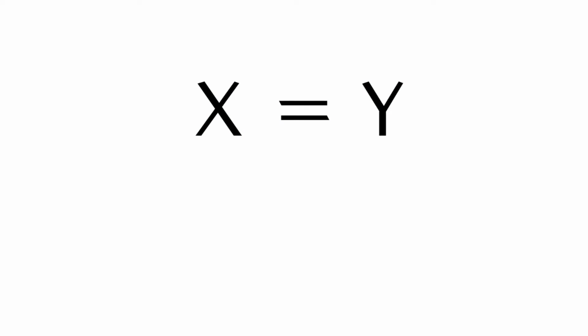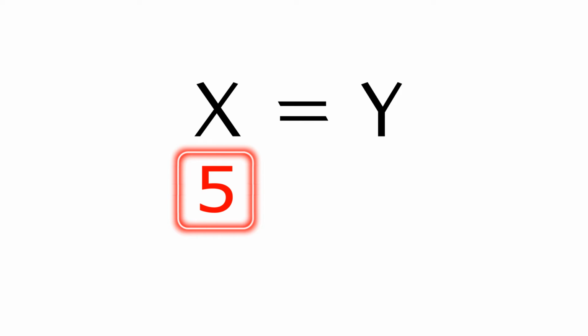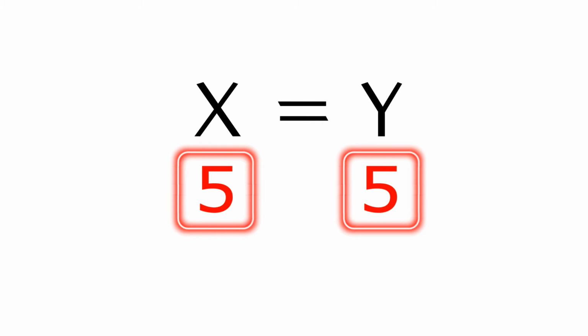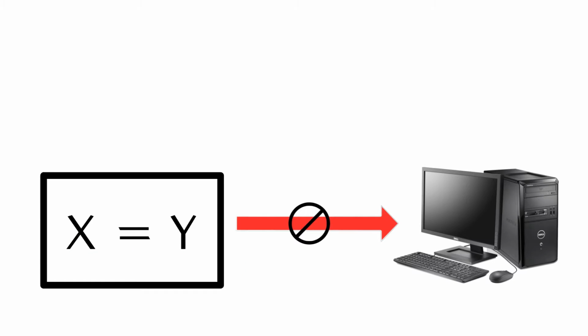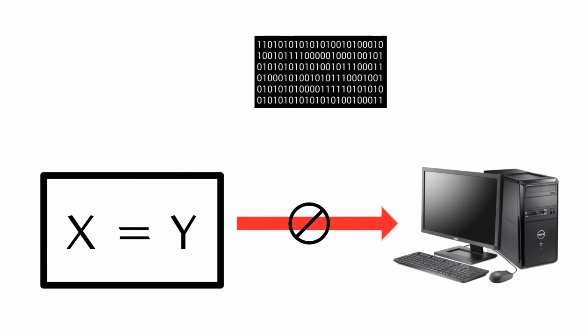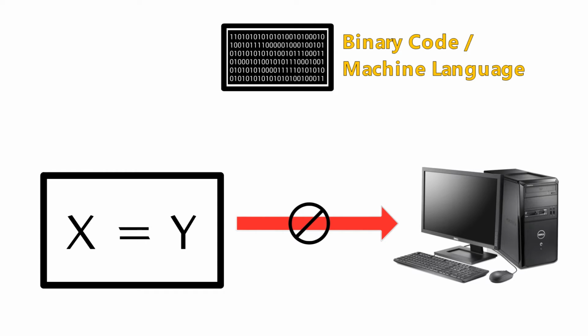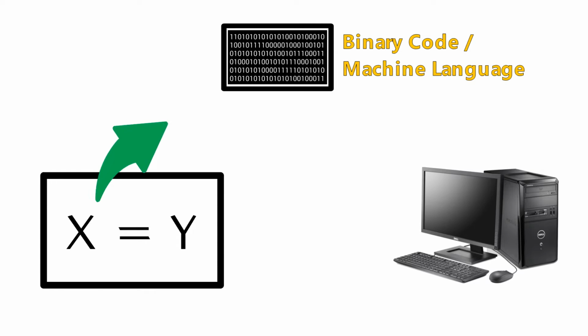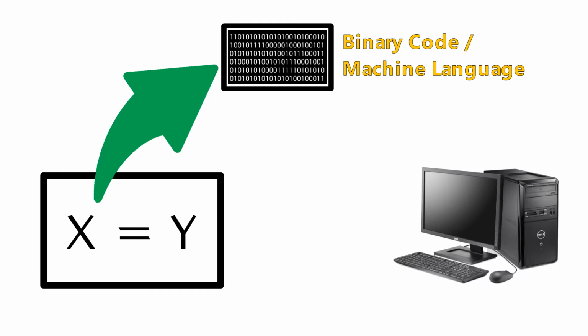If I say x equals y, you can easily understand that x and y are the same thing. If x has a value of 5, y should also have a value of 5. But a computer does not understand this simple sentence. The hardware in a computer, or its electronic circuits, can only understand zeros and ones. We call it a binary code. If you translate this sentence into an equivalent binary code, the computer can easily understand that.